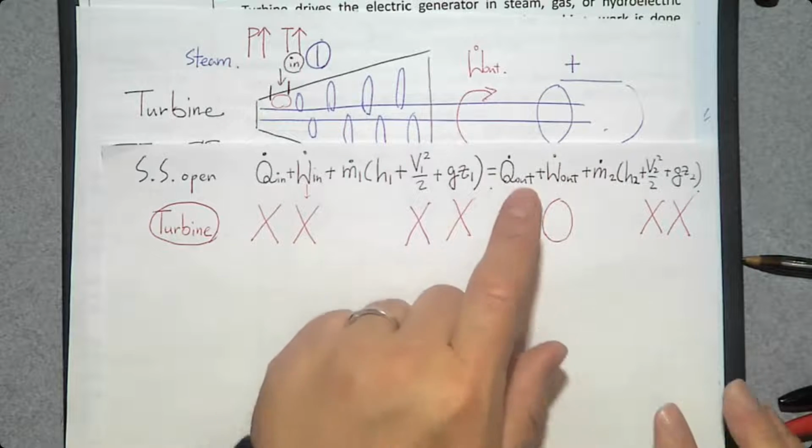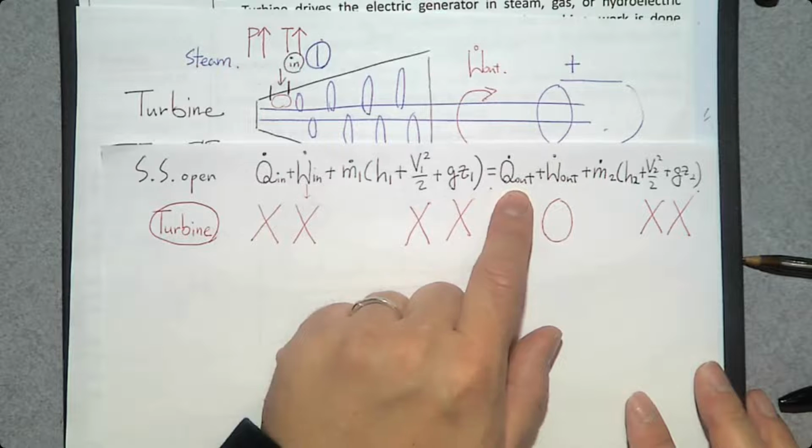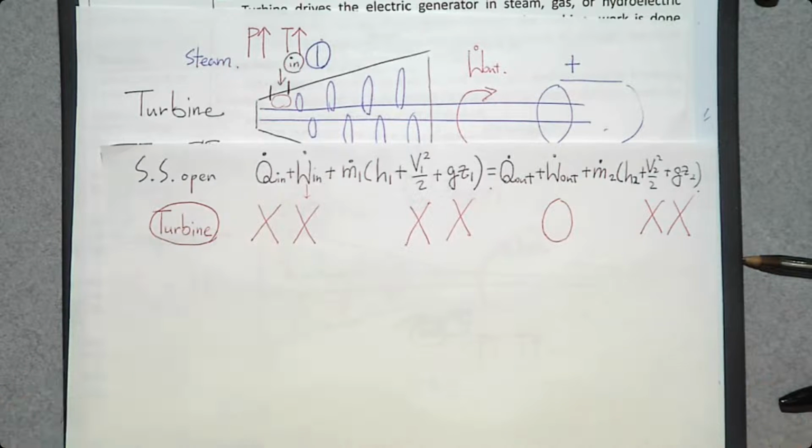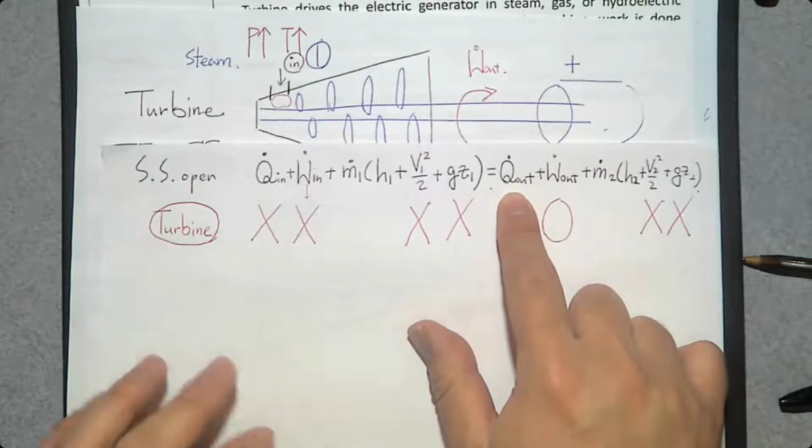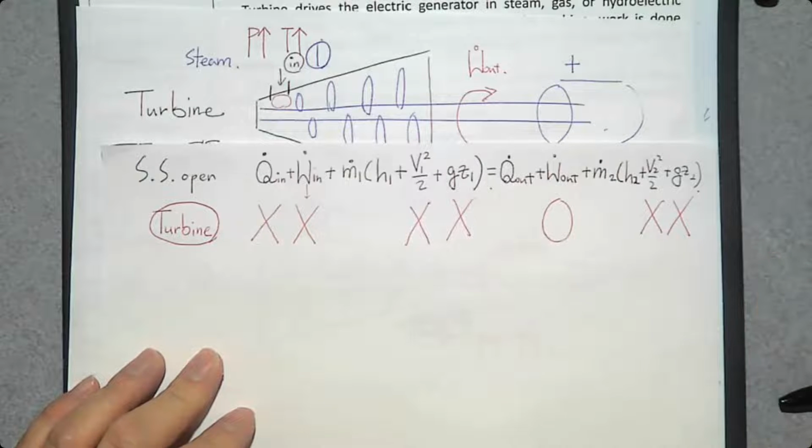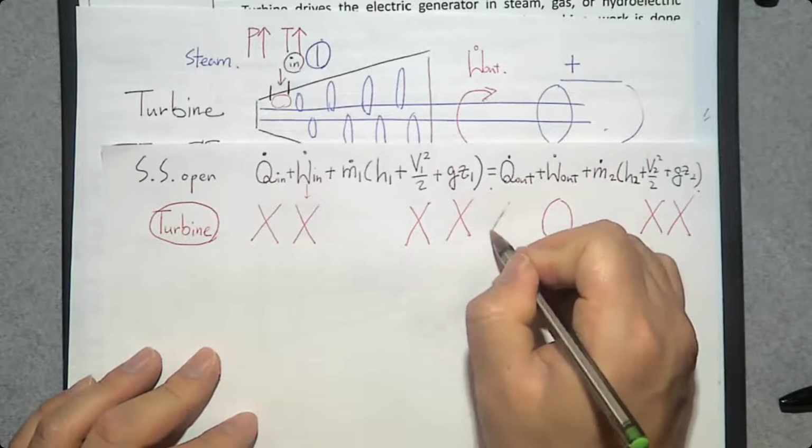So what about heat transfer from the turbine to the outside? It depends on how much insulation it has. So sometimes there is a heat loss, sometimes there is no heat loss. So this Q dot out is case by case. Triangle.